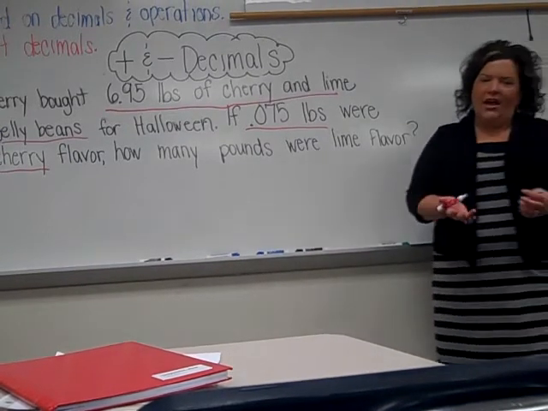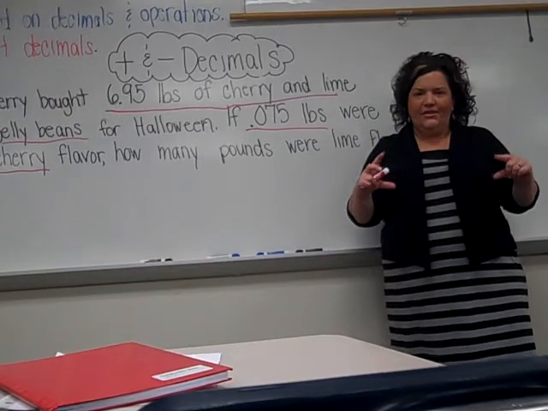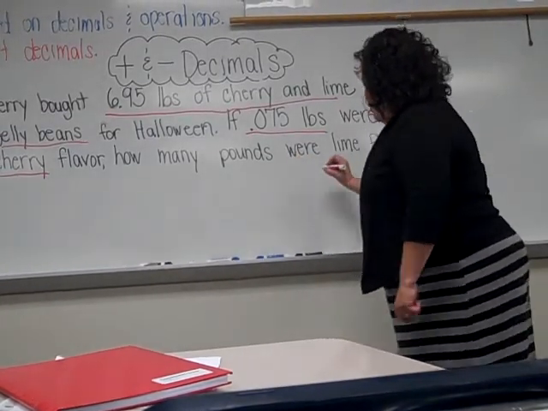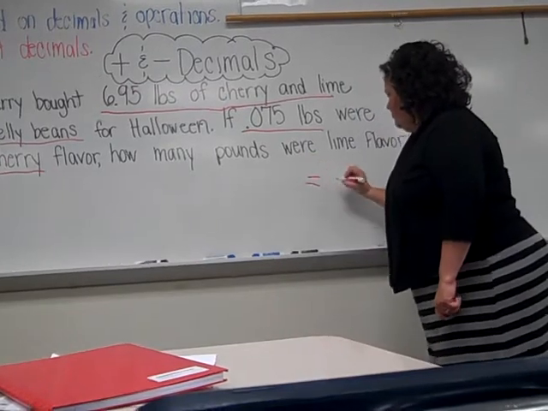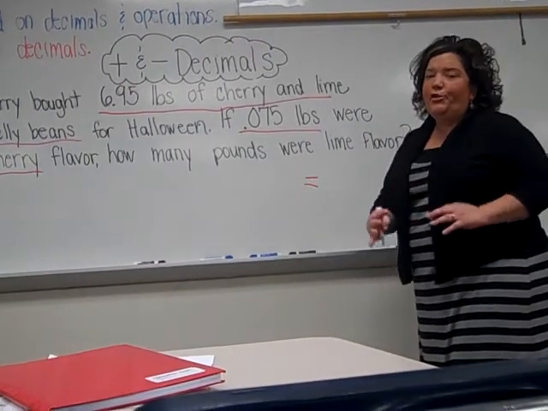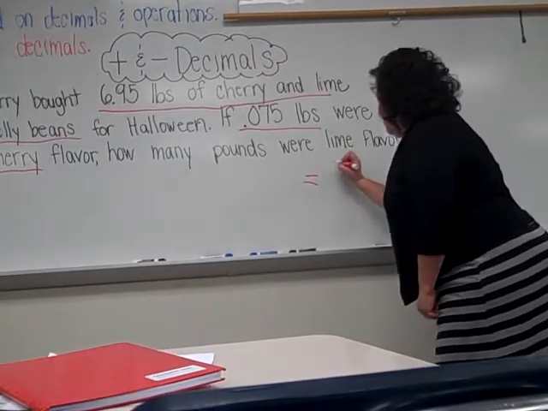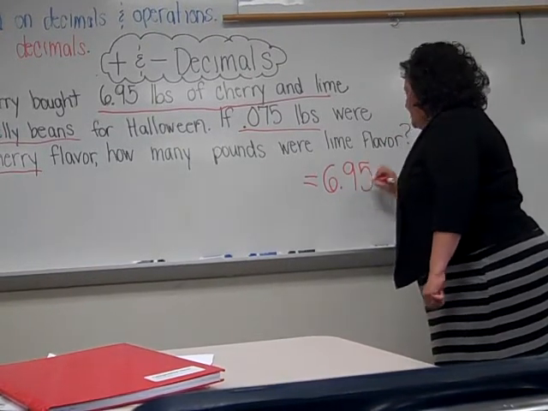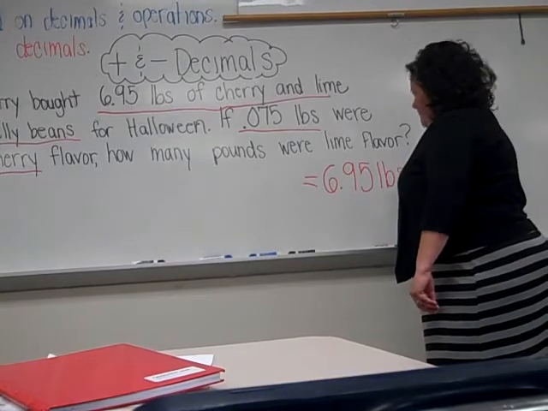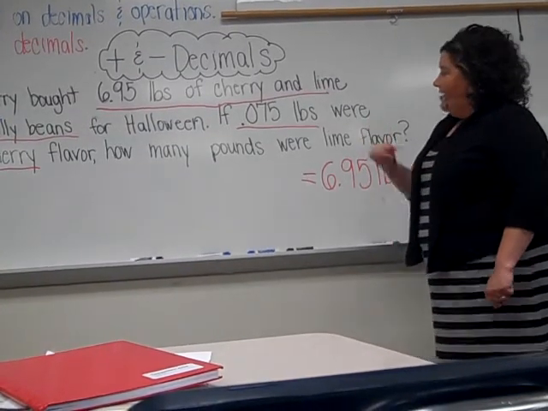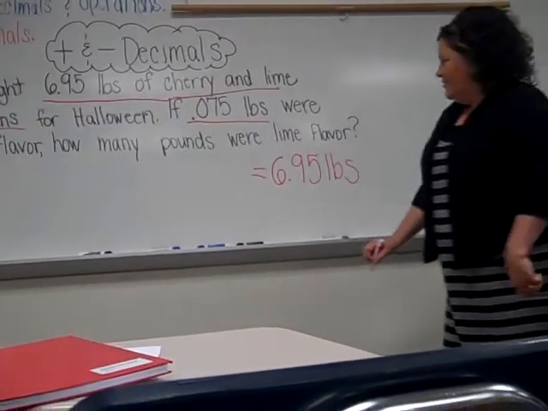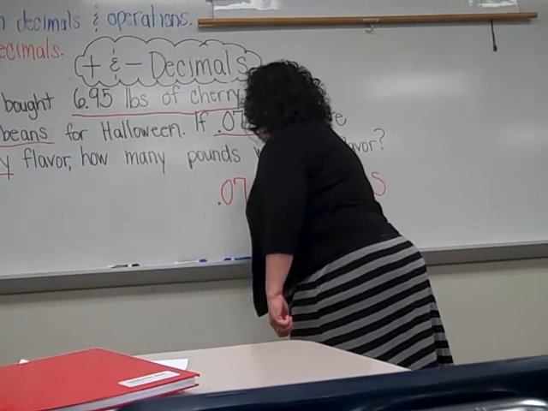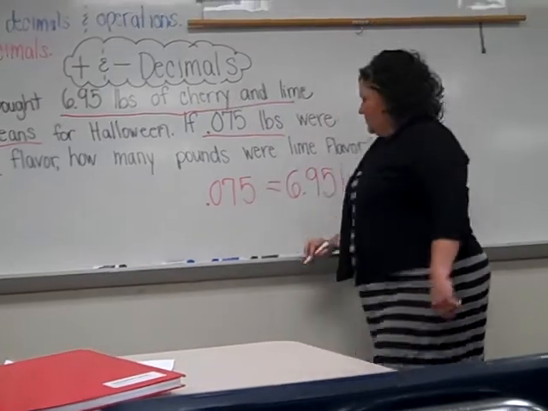So I'd like to make a number sentence out of the words to help me solve. I know my total, my result of purchasing the jelly beans, was 6 and 95 hundredths pounds. I know the cherry was 75 thousandths pounds.